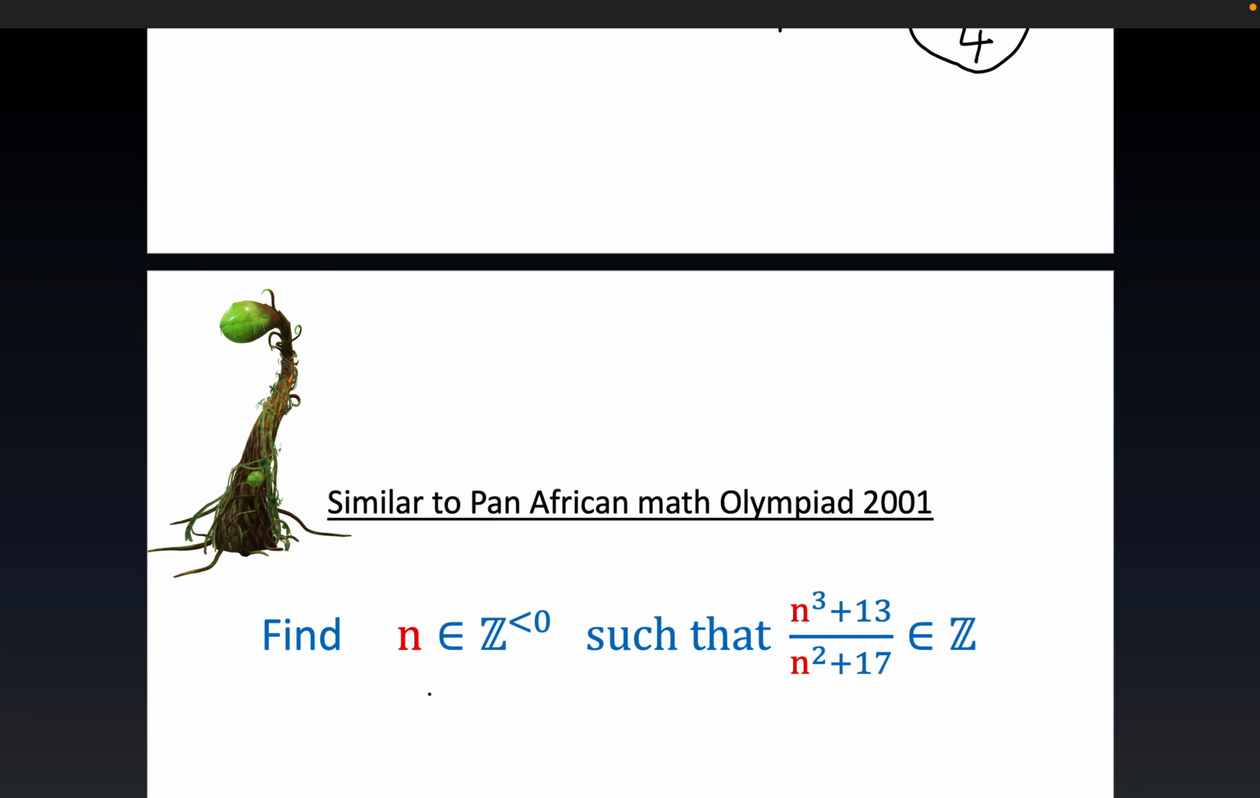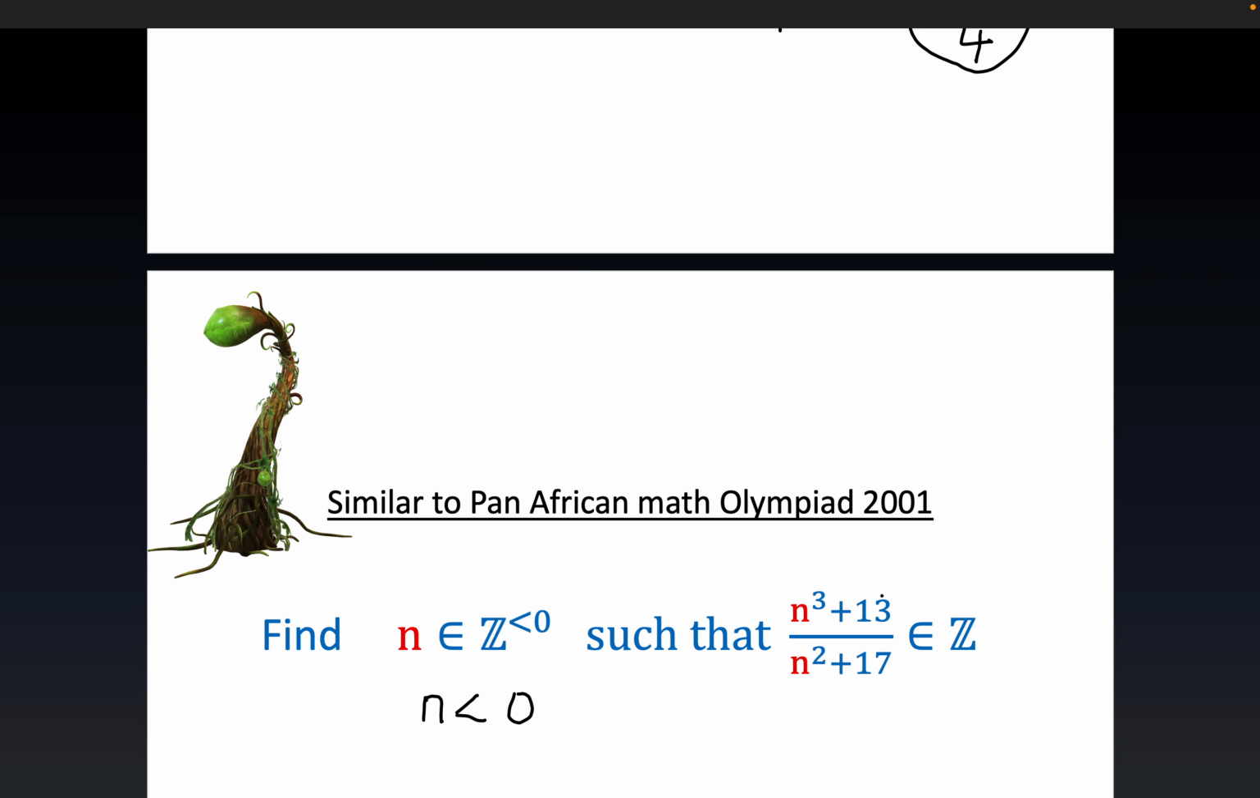Good morning, everybody. A fun problem that's quite similar to one from the Pan African Math Olympiad back in 2001. Now we are looking for a negative integer, and this is a fancy way of saying that. It says any integer less than 0 is what this superscript less than 0 means. You could say more tersely n is less than 0. Now we want such an n, a negative n, such that this quotient is also an integer.